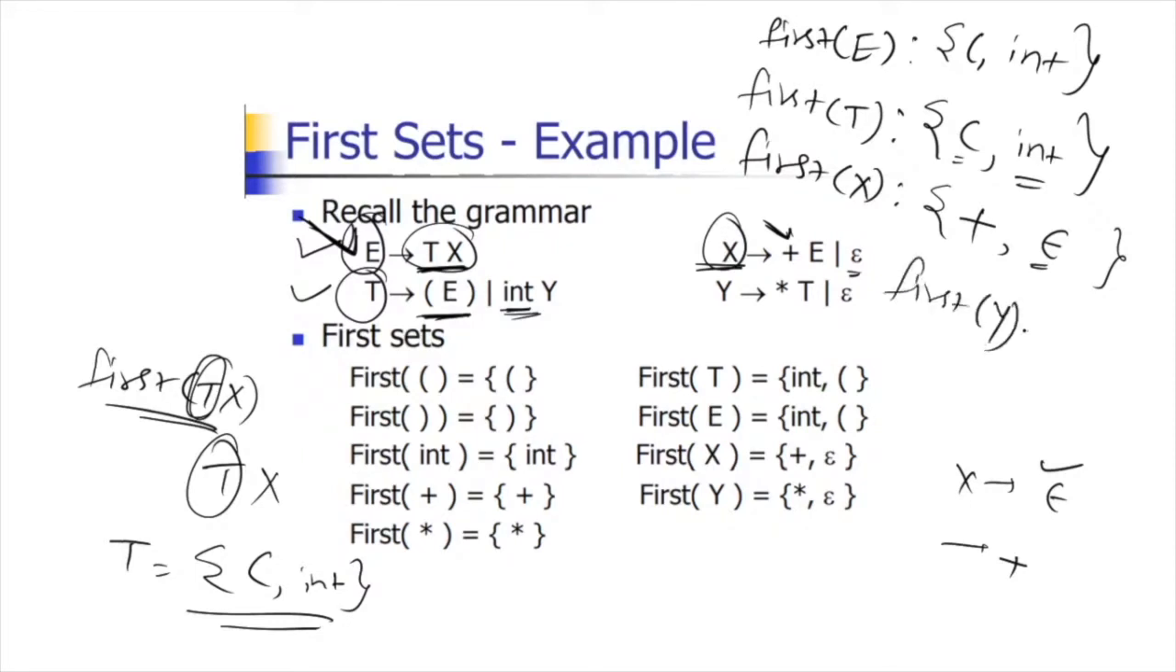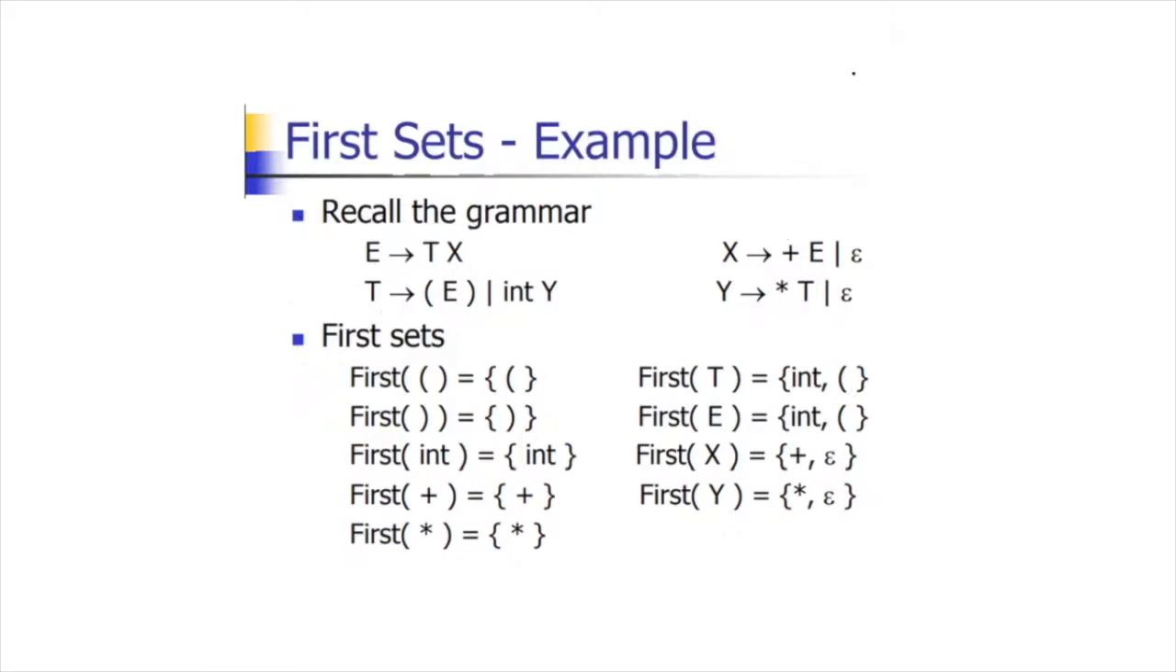What is the first of Y? Tell me what is the first of Y. Similarly, you can find first of Y. Just go to Y directly and find out what is the first symbol. You can see the first symbol is a star. So from here you will get a star, and from here you will get epsilon. So this is your first of Y. This is how you can find first of every non-terminal.